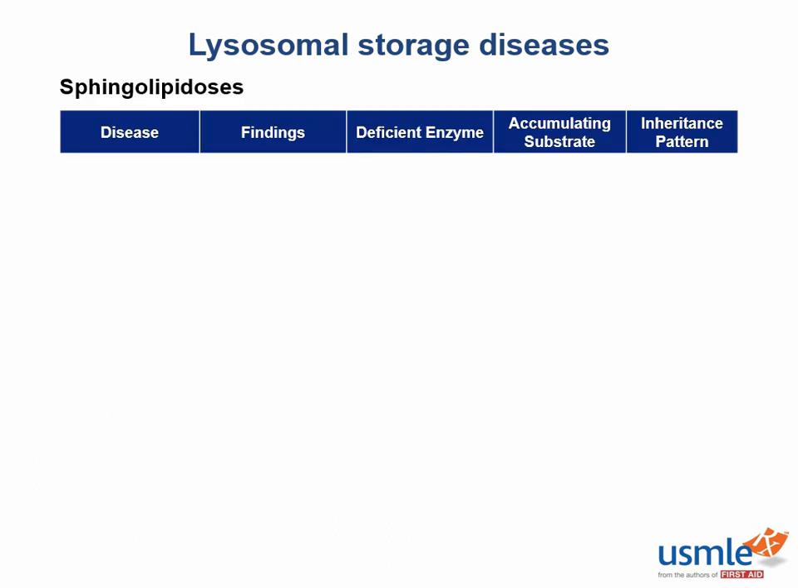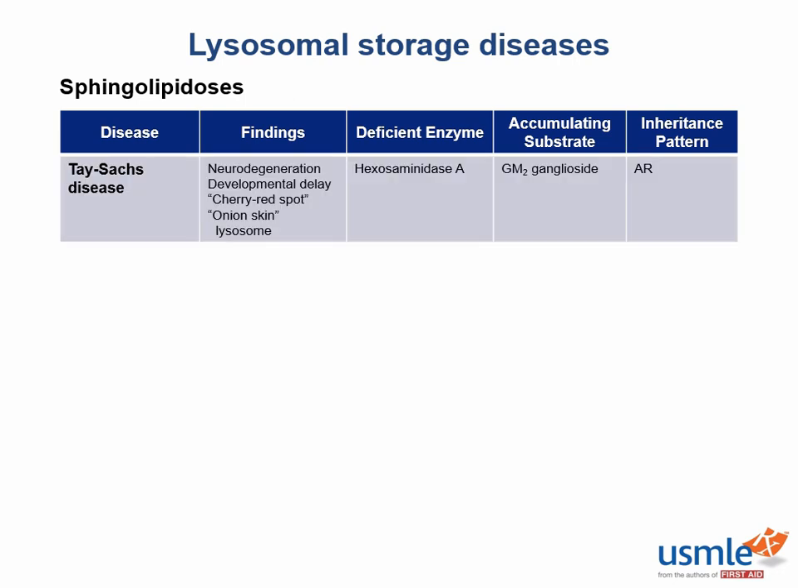Now we're going to start off here with the sphingolipidoses, and these include Tay-Sachs disease, Fabry's disease, metachromatic leukodystrophy, Krabbe's disease, Gaucher's disease, as well as Niemann-Pick disease. And we'll go through each of these one at a time and talk about the important points. Now first up, we're going to talk about Tay-Sachs disease.